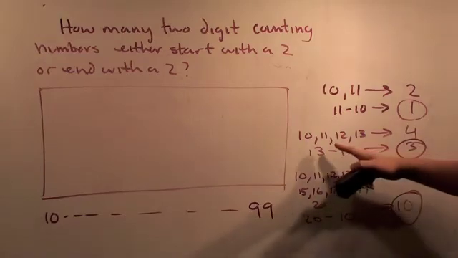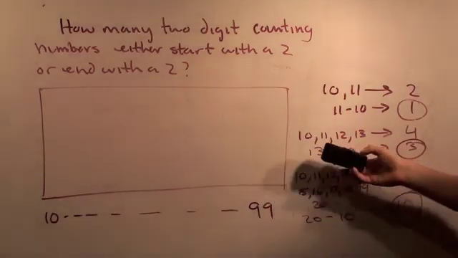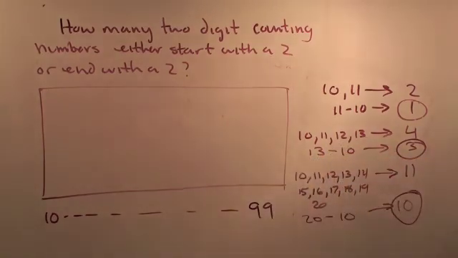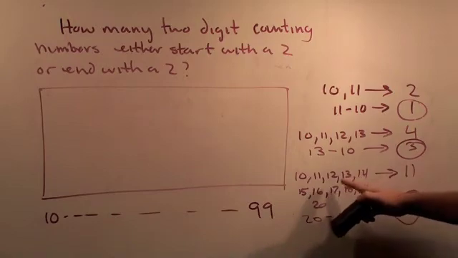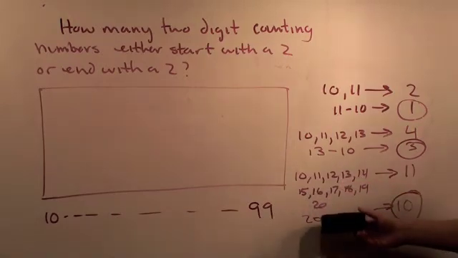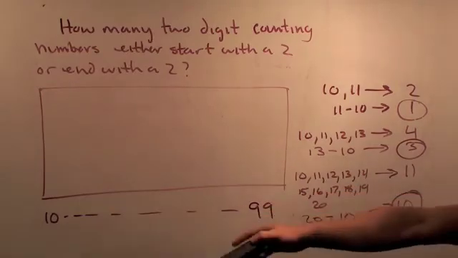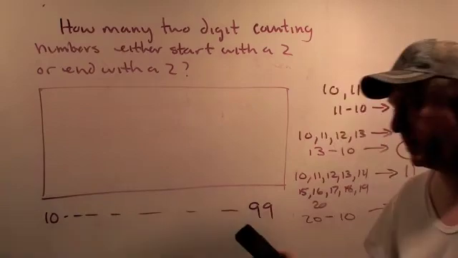How many numbers are here from 10 to 13? There's 4. What's 13 minus 10? 3. Okay. How many numbers are here? There's 11 numbers. And what's 20 minus 10? 10. Okay. So how are we going to figure out how many numbers there are in between 10 and 99?